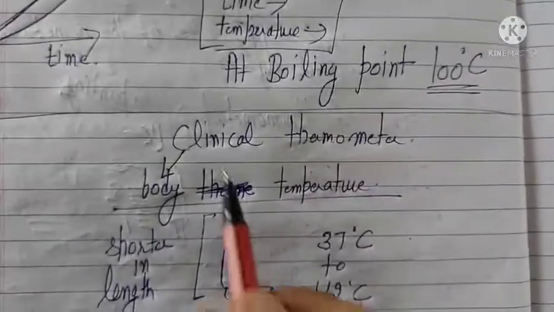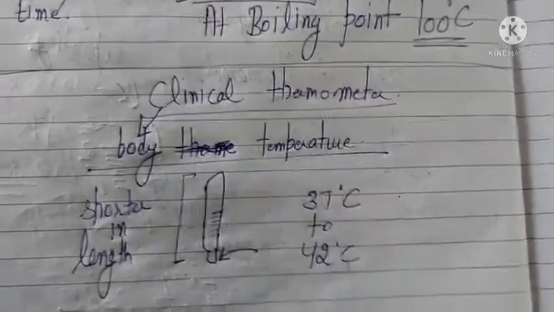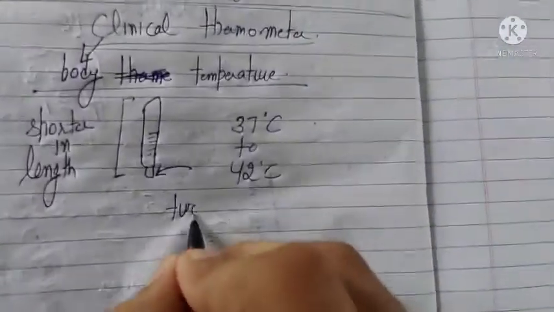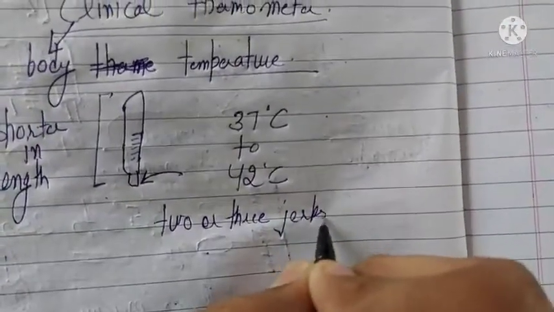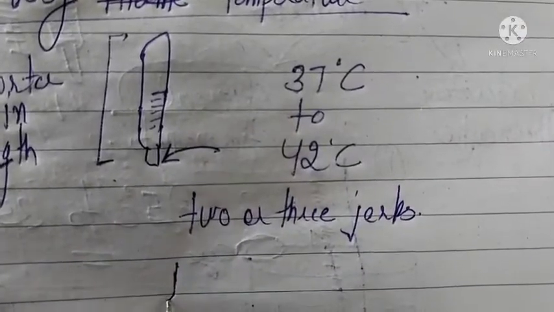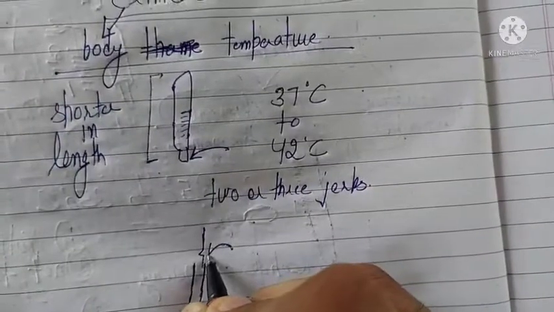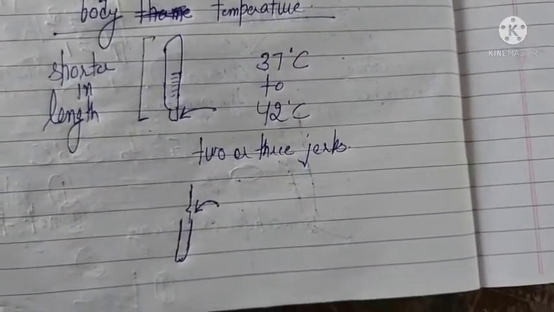Take a clinical thermometer. Note down the level of mercury. If it is higher, try to give 2 or 3 jerks like this. 2 or 3 jerks. It will bring down the level of mercury. Whole of the mercury will return into the bulb, but you will observe a kink at the upper surface of the bulb. I will tell you about the importance of this kink.